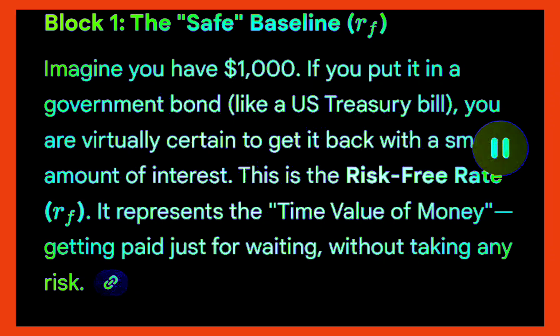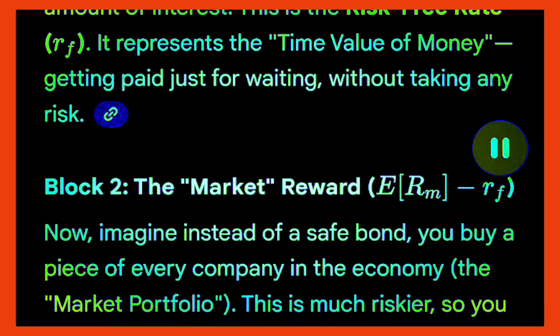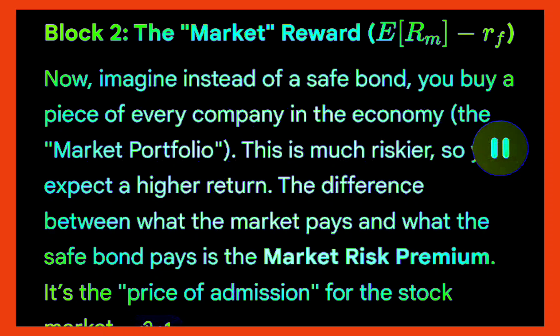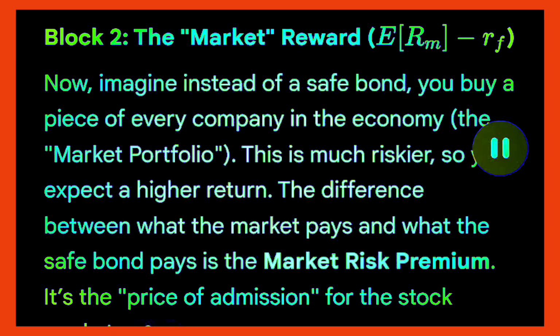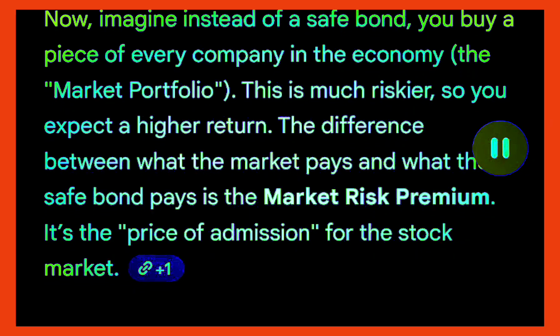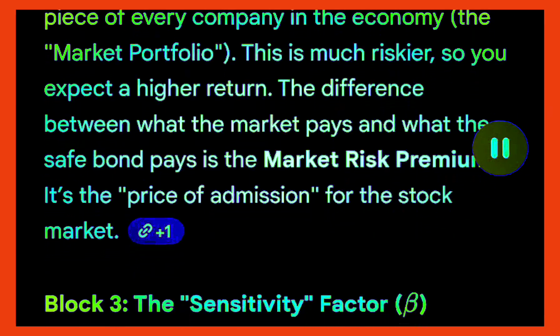Block 2, the market reward, R_M minus R_F. Now, imagine instead of a safe bond, you buy a piece of every company in the economy, the market portfolio. This is much riskier, so you expect a higher return. The difference between what the market pays and what the safe bond pays is the market risk premium. It's the price of admission for the stock market.